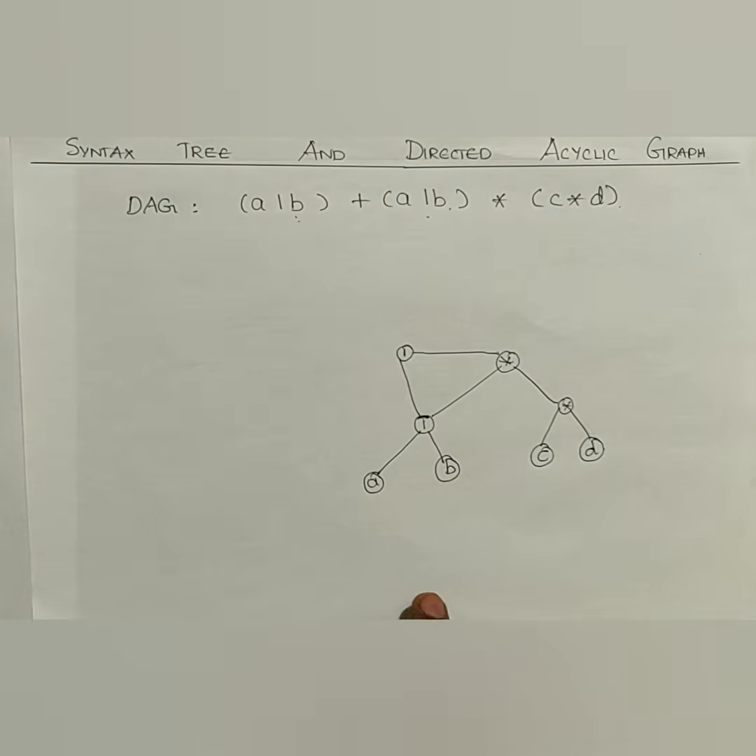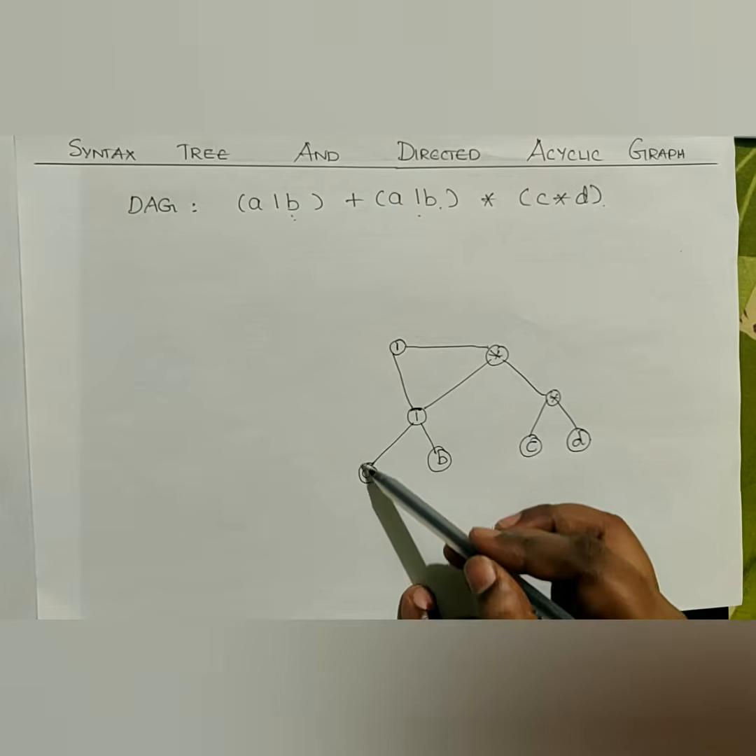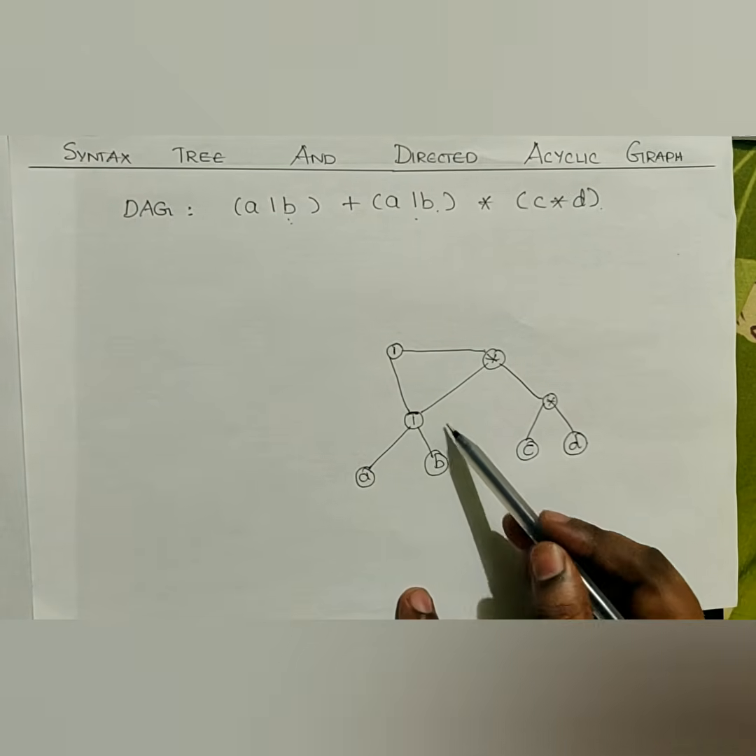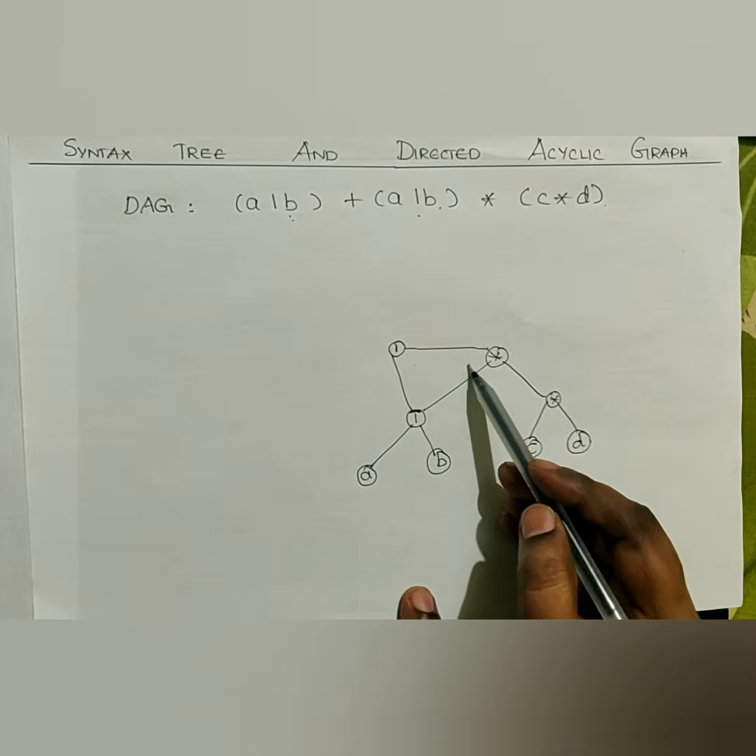Now what is the difference between this diagram and my previous diagram? This A pipe symbol B structure was repeated twice. Here I am utilizing the same structure and I am drawing my directed acyclic graph.